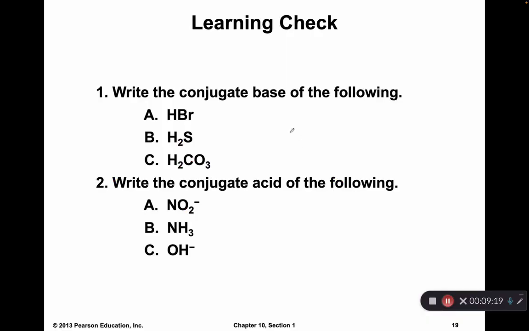Now let's do the learning check. Write the conjugate base of the following. So it means that these guys are acids, right? And you now need to write the conjugate base, right? Think about it. Acid means they are proton donor, right? So it means they would like to give away those protons, and whatever is left, that is the conjugate base. So when HBr loses that H plus, left is Br minus. So Br minus is the conjugate base here.